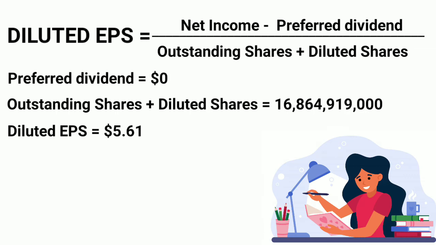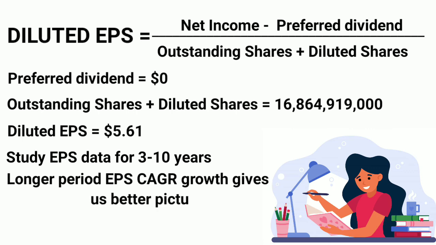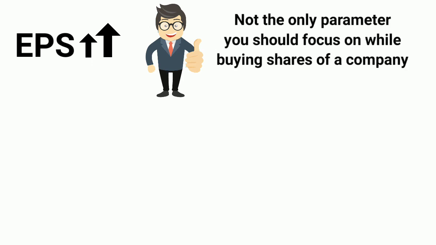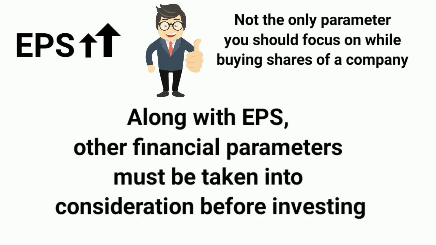The EPS data of a company should be studied for longer periods like 3 to 10 years. The longer period EPS CAGR growth gives us a better picture. If EPS of a company is continuously growing, then it is considered a good sign. EPS should not be the only parameter you consider while buying shares of a company. Along with EPS, other financial parameters must also be taken into consideration before investing.